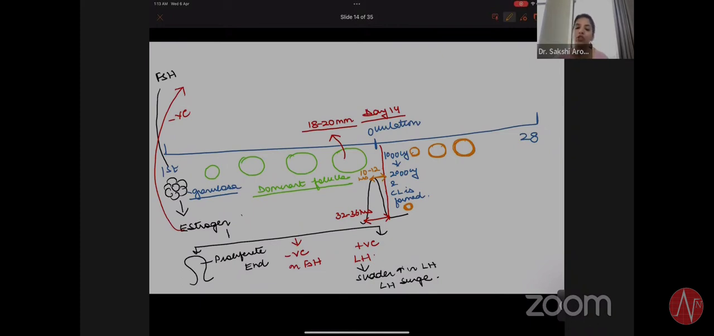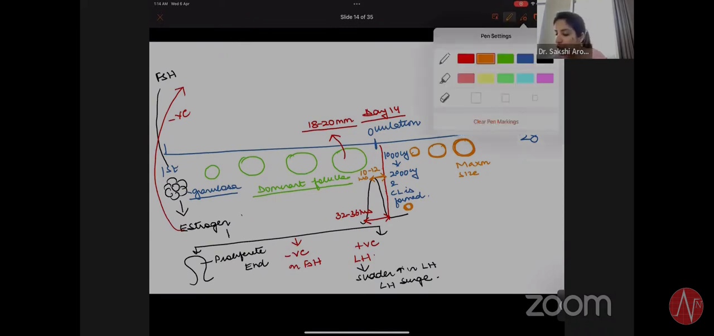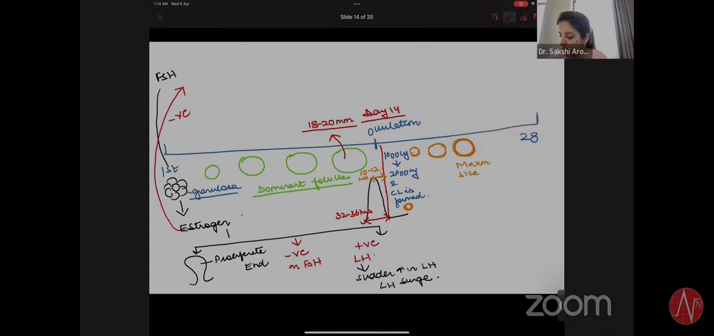Now my next question to you is, when is the size of corpus luteum maximum? कॉर्पस लूटियम का मैक्सिमम साइज कब मिलेगा? कॉर्पस लूटियम का मैक्सिमम साइज मिलेगा 8 days after ovulation. 8 days after ovulation का मतलब है 14 plus 8, that is day 22 of the cycle.